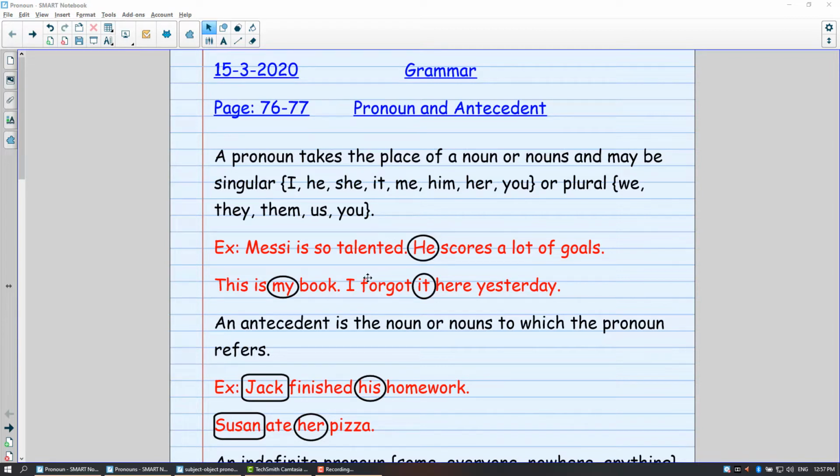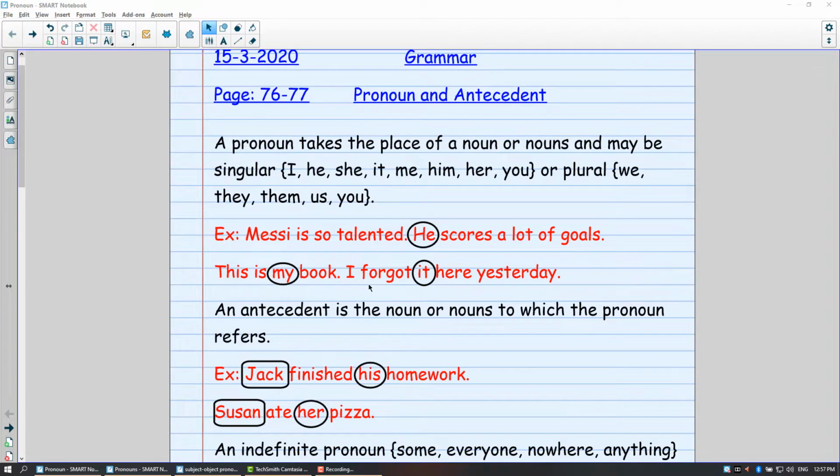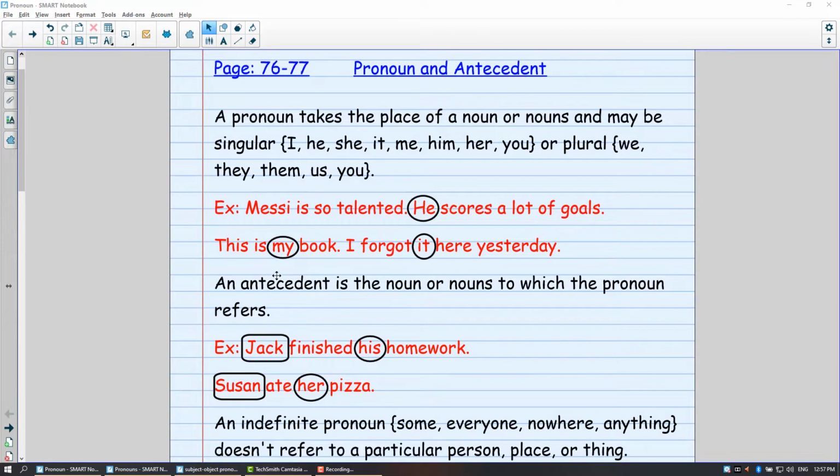Okay. The second word is antecedent. What does it mean? Actually, it's also a word, the noun or the nouns to which the pronoun refers. What does it mean? Antecedent is the word that we already replaced by the pronoun. For example, Jack finished his homework. So here we have the pronoun his and the antecedent Jack.